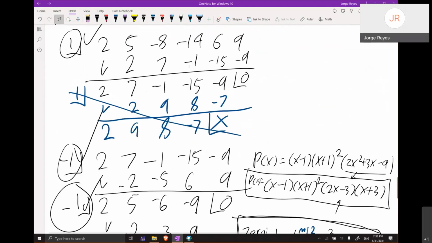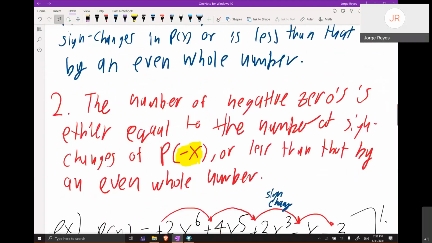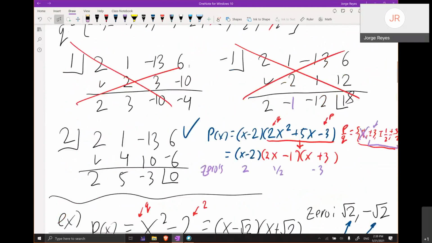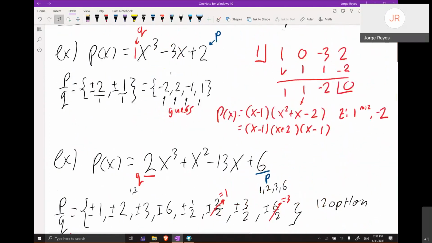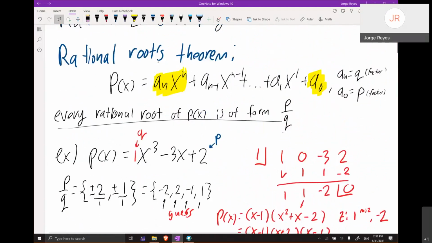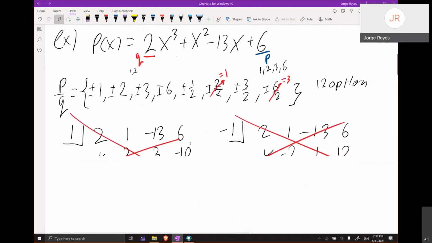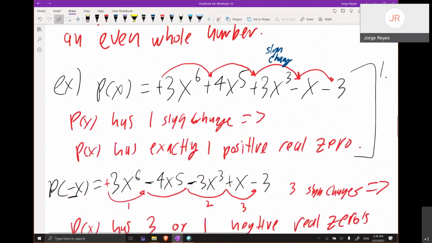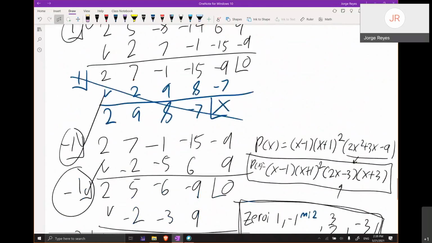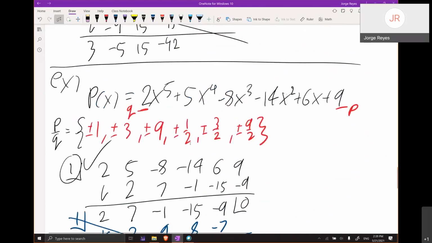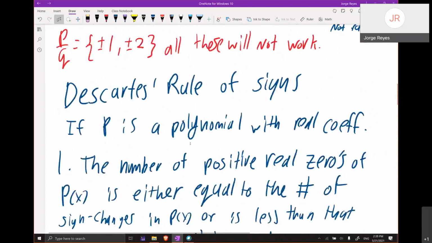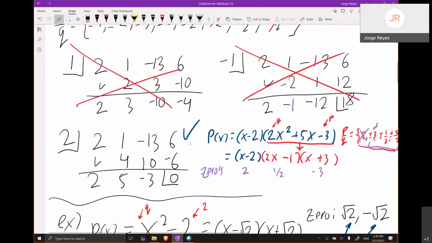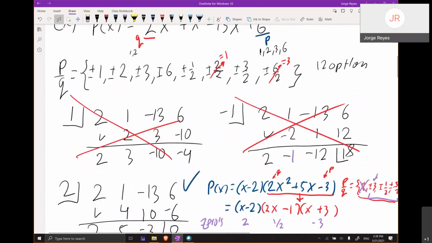It's pretty important, because this section teaches you what numbers you can guess when you're trying to factor a polynomial. It's the rational roots theorem, P over Q, and then you just synthetic divide all the time. Descartes' rule of signs: maybe I'll ask you a homework question about it, but honestly, it's not too much to worry about. The main thing you want to worry about is, can you do the rational roots theorem?